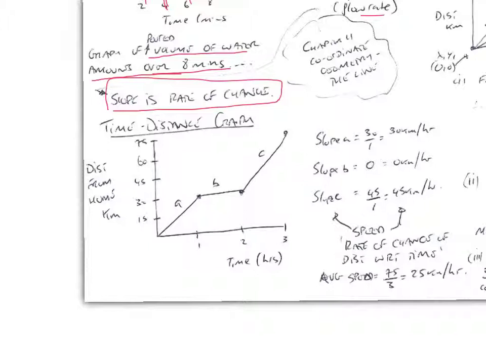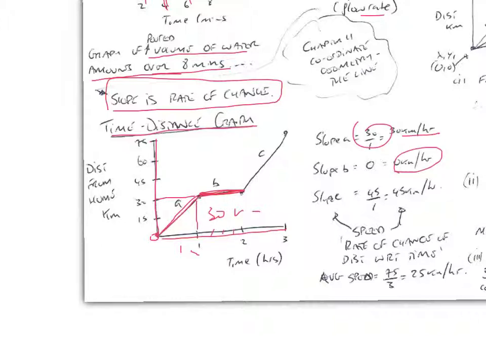And another example here, a time-distance graph, where we have distance from home in kilometres, from home up to 75 kilometres from home, and time over 3 hours. Let's say a person took off and they went from home to 30 kilometres away, and it took them 1 hour. Well, the slope is the rise of 30 over 1, and that's equal to 30 kilometres per hour. And at B, then, the slope is 0 because there's no rise there, even though it did take an hour.